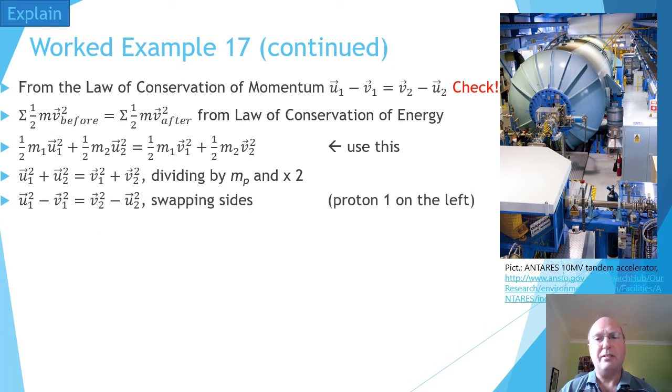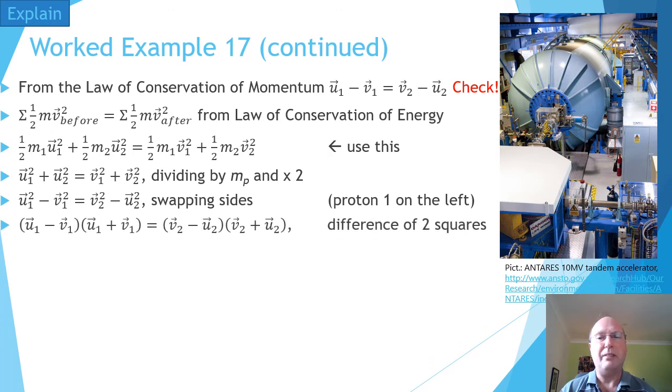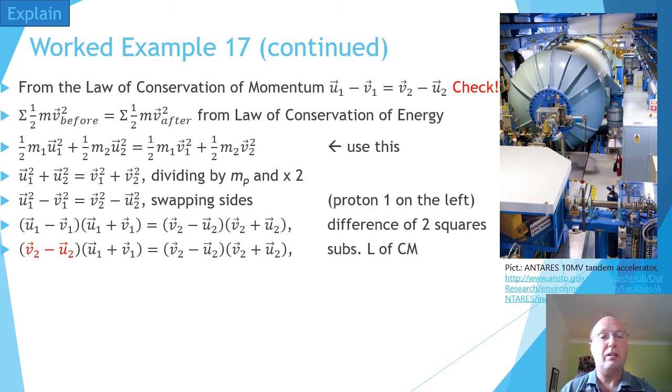And let's swap sides and see what happens with proton 1 on the left and proton 2 on the right. Both the difference of two squares. We can factorize. And look at the top. We can substitute the u1 minus v1 for v2 minus u2. That's the only change we've made. And then cancel out what's common to both sides, which is the v2 minus u2. And we're left with u1 plus v1 equals v2 plus u2.